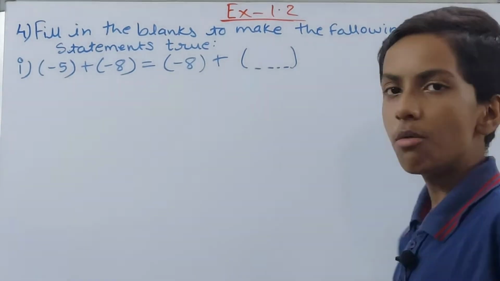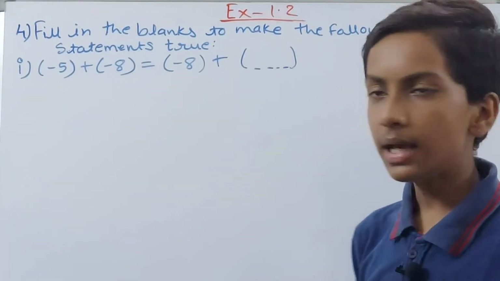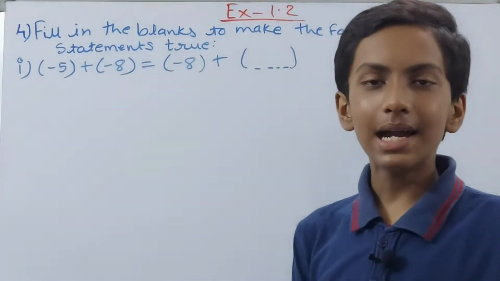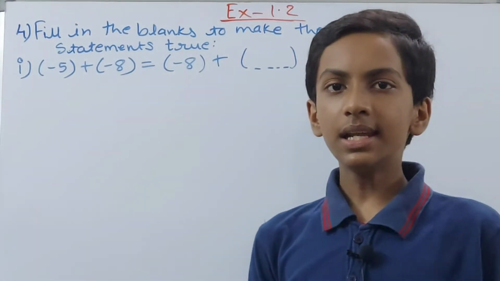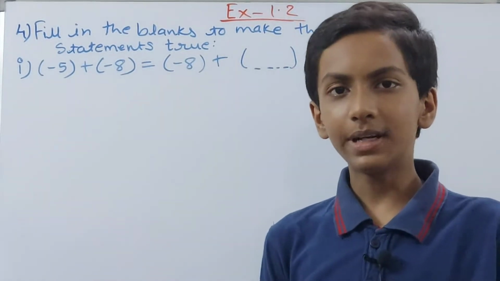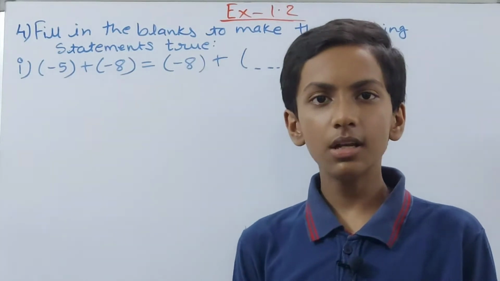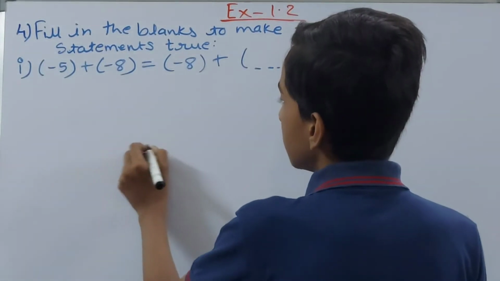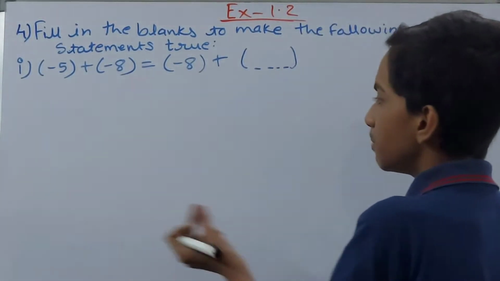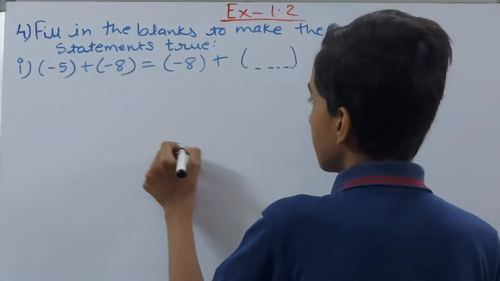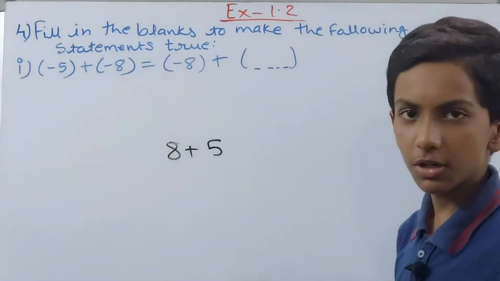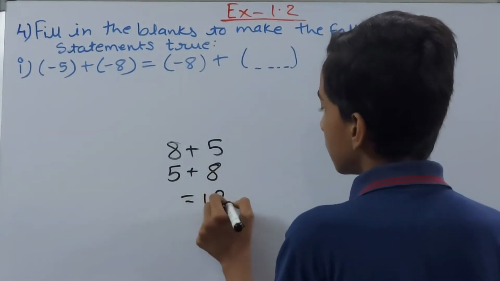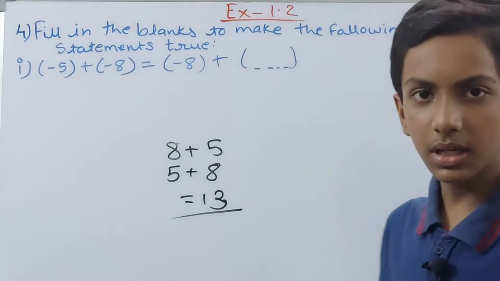First we will see the commutative property, like we did in the previous question, the third one, that integers can be added in any order. These are properties of addition, right? So integers can be added in any order. Suppose, first we will do the simple positive ones to make it a bit easier. 8 plus 5, and if I reverse this, 5 plus 8, both of them will be 13 only as the answer.